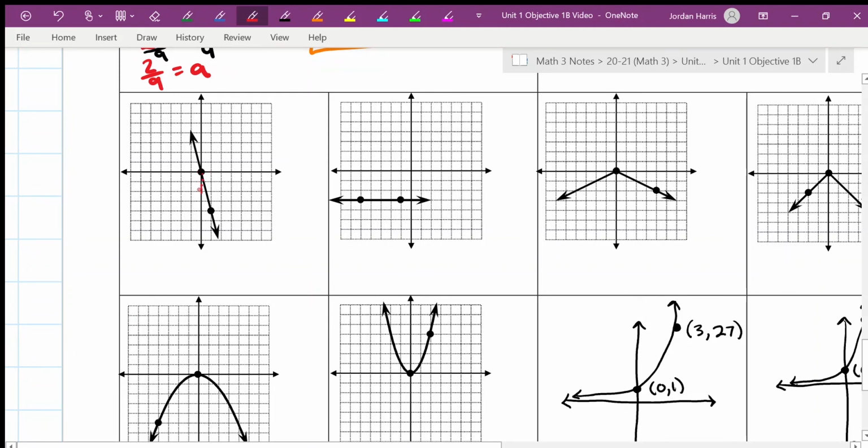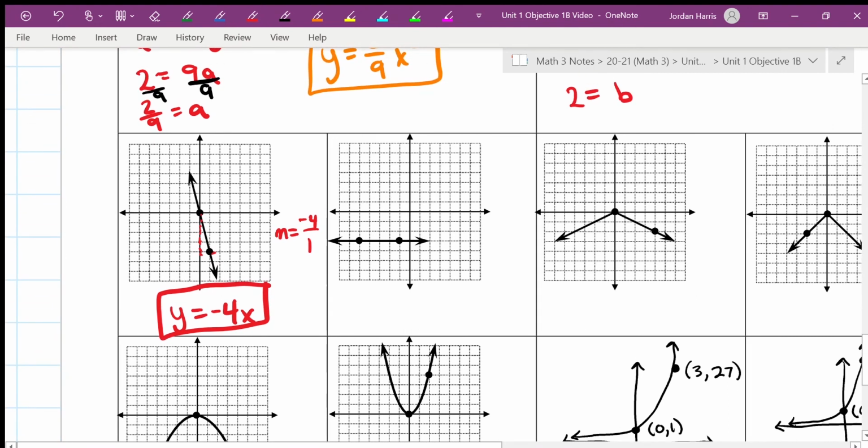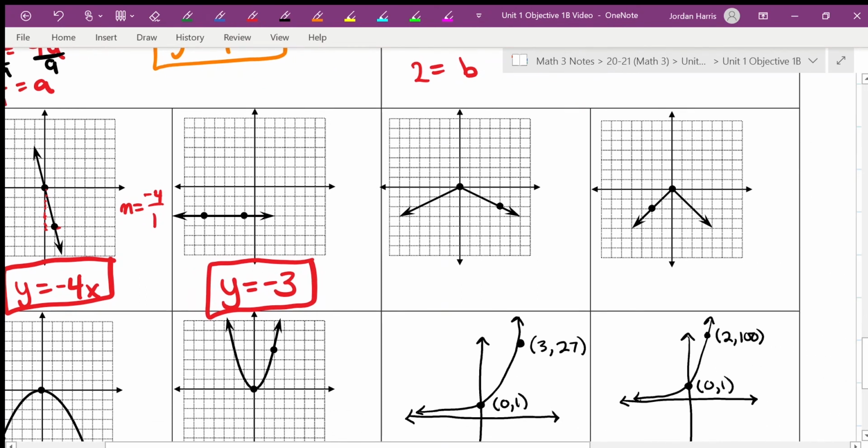So down 1, 2, 3, 4 over 1. So I have negative 4 over 1. Y equals negative 4x. It's a linear function. Okay. Next one is one of our special cases, right? So we have to think it's going across the y-axis. So it's going to be y equals, and it's at 1, 2, 3, negative 3. Y equals negative 3, right? No variables. Don't forget that.